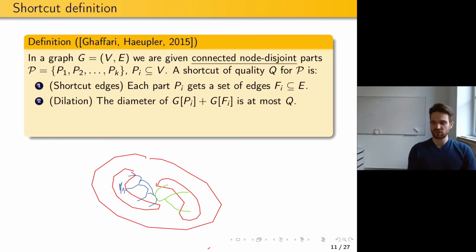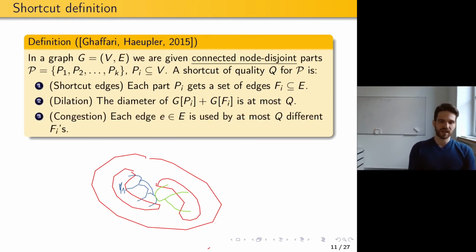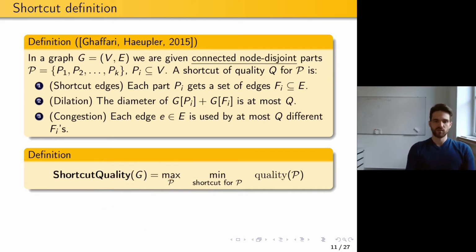You want to bound the congestion, which means the number of times that an edge is going to be used. So now this leads to our definition of shortcuts. We say that a shortcut is of quality Q if both the diameter of every part is at most Q and no edge is used by more than Q different shortcut edges. So now this is defining the shortcut for a set of parts. Let's define the shortcut quality for a graph. It's just the worst-case shortcut quality over all possible sets of connected and node-disjoint parts.